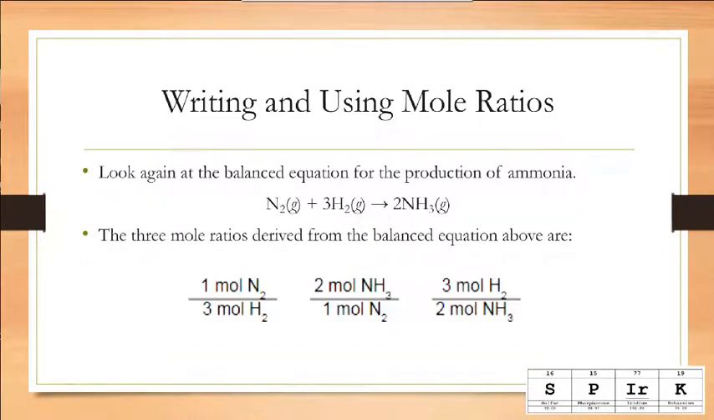So let's look again at this balanced equation for the production of ammonia. We have N2 plus 3H2 yields 2NH3. So if we look at the 3 mole ratios we derive, we are just using their coefficients to make our mole ratios.